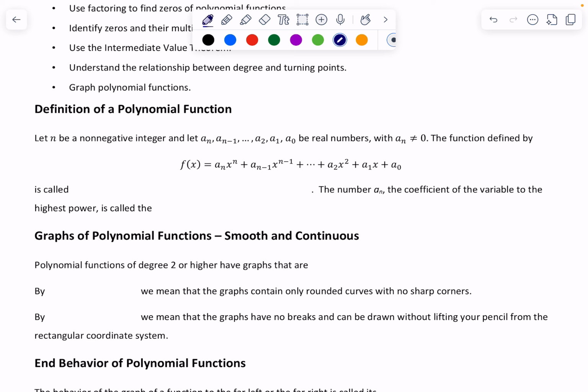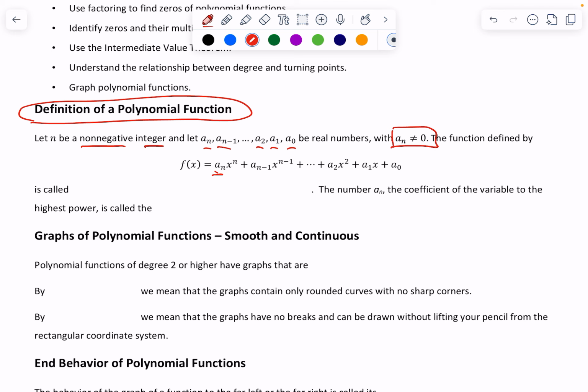All right, so we're going to go ahead and define a polynomial function. So n is a non-negative integer, and then we've got a sub n, a sub n minus 1, all the way to a sub 2, a sub 1, and a sub 0. All of these are real numbers with a sub n not equal to 0. So the function defined by f of x equals a sub n, so that's the coefficient, x to the power of n plus, and so on.